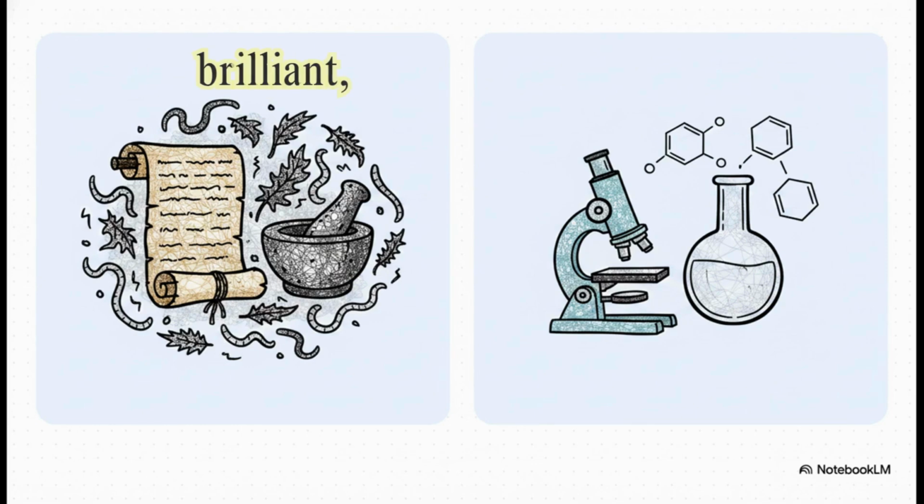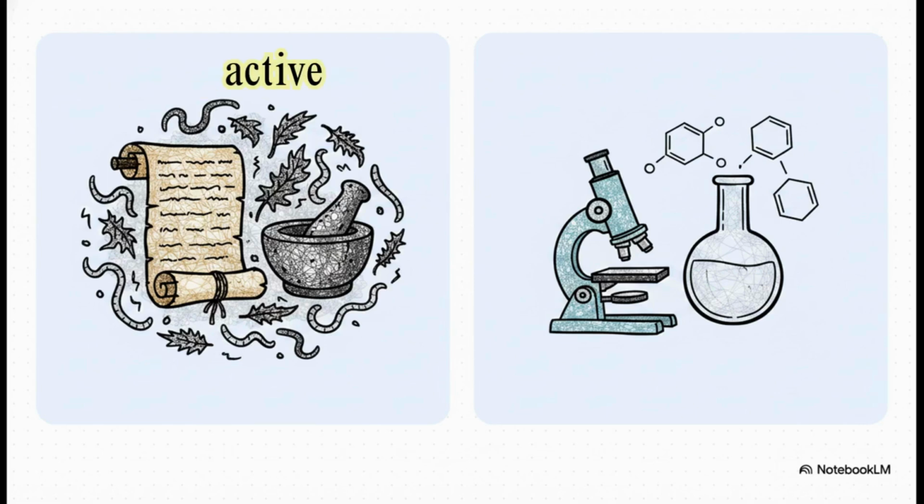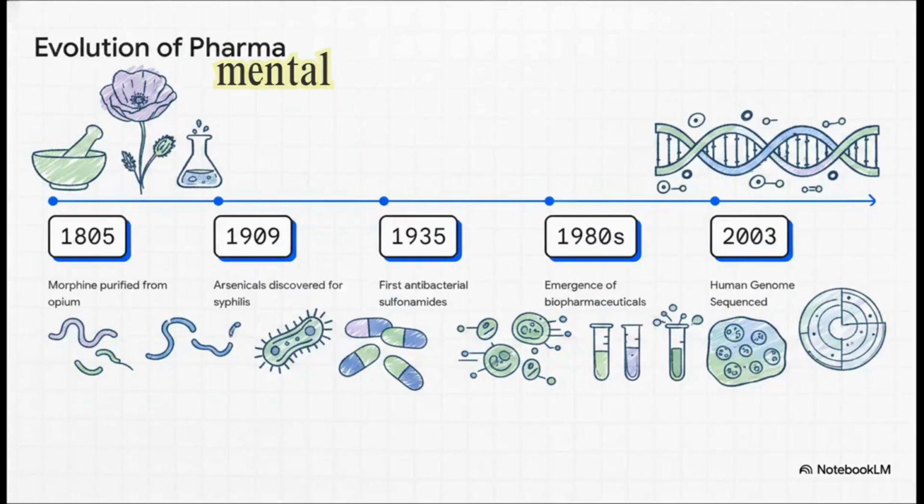Believe it or not, even brilliant, legendary scientific minds like Robert Boyle back in the 17th century were recommending concoctions made of worms, dung, and moss scraped from a dead man's skull. Wild, right? Compare that to modern pharmacology. Today, we are strictly experimentation-based, relying only on purified, active chemical compounds. That shift from blindly following authority to rigorously testing hypotheses, that was the single most crucial turning point for actual patient care. To really build a mental map of this evolution, let's trace this timeline.